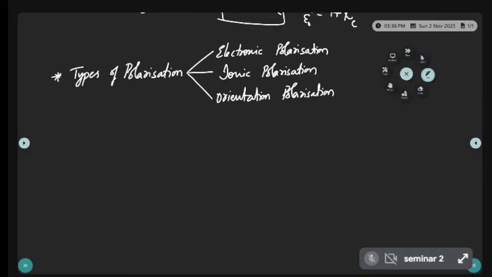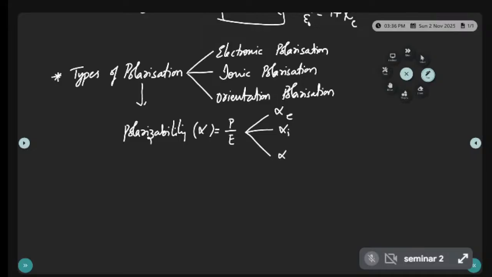From the polarization we get polarizability. Yes or no? What is polarizability? Alpha. Alpha is equal to what? P by E. So polarization has how many types? So automatically polarizability has three types: alpha E, alpha I, alpha O. Alpha E, electronic polarizability. Alpha I, ionic polarizability. Alpha O, orientation polarizability.